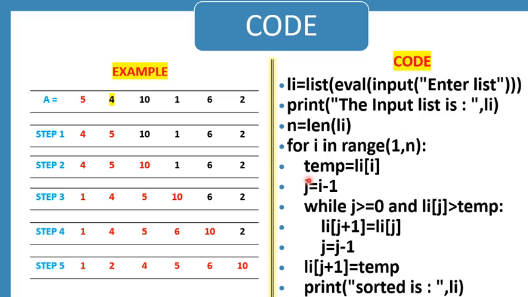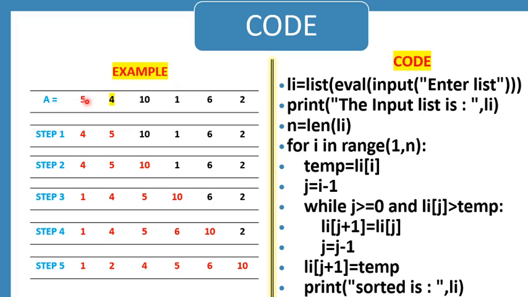Now we will store the value of li[i] in temp. What is li[i]? It is 4, 10, 1, 6, 2. Each and every time this value is stored in temp. Now j is i minus 1. Why is j equal to i minus 1? Students, please note that in step number 1, what is i? 4. In step 2, what is i? 10. In step 3, what is i? 1. In step 4, what is i? 6. In step 5, what is i? 2.